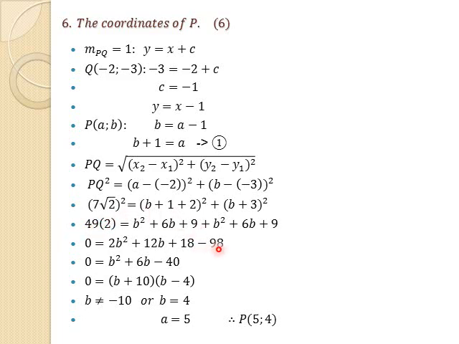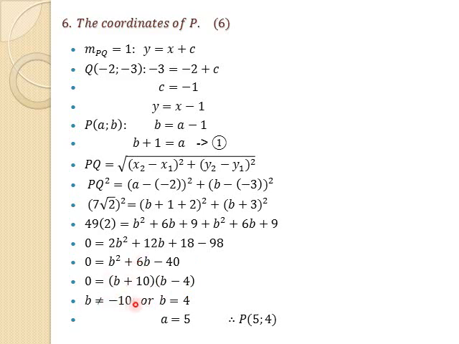If I take it over, negative 98. Divide by 2. So 2 divided by 2, 1. 12 divided by 2, 6. 18 minus 98 gives me negative 80 divided by 2, which gives me negative 40. Now we have 0, so we can factorize. P squared is simply p times p. Factors of negative 40, positive 10 times negative 4 gives me negative 40. That gives me 10p minus 4p, which gives me 6p.